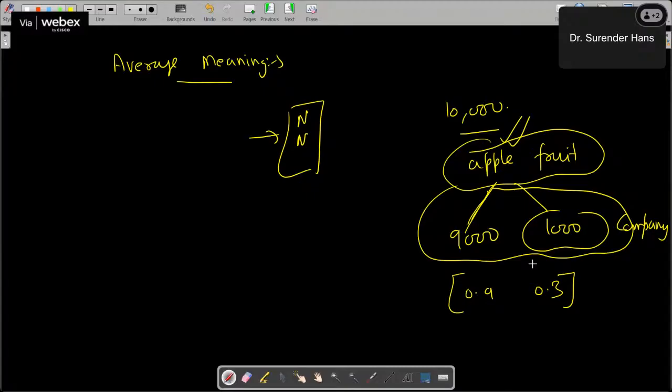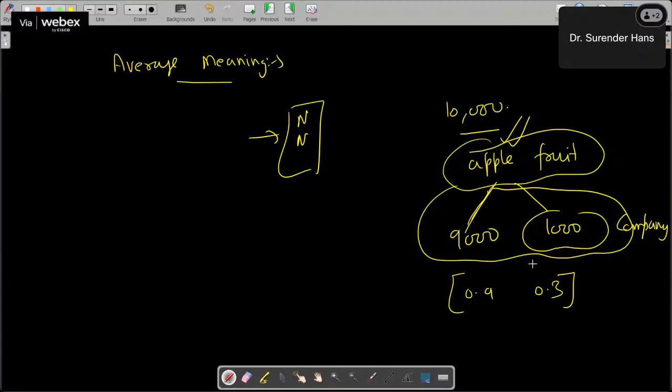So am I clear to you? Okay, thank you. I am just trying to say that how the word embedding will look depends on your data set, because the word embedding is basically the average meaning of a particular word. So that is the problem.